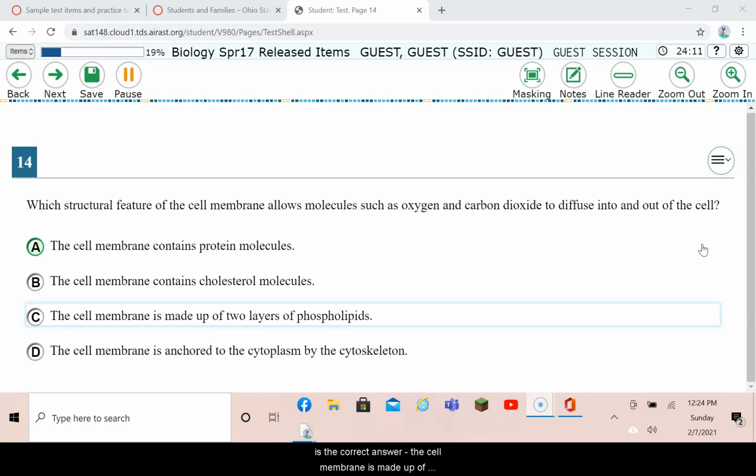The cell membrane is made up of 2 layers of phospholipids. Remember, 2 layers of the beach balls with legs, right? Hydrophilic on the outside, liking water. The legs, hydrophobic, not liking water. It is the makeup of this phospholipid bilayer that allows the passage of small molecules like oxygen, carbon dioxide, and water in and out of the cell. C is the correct answer.